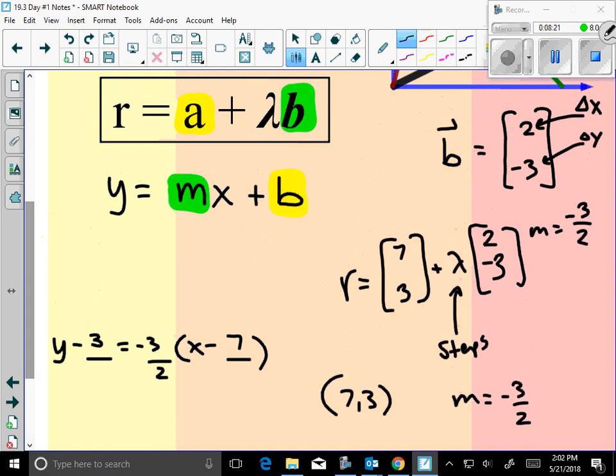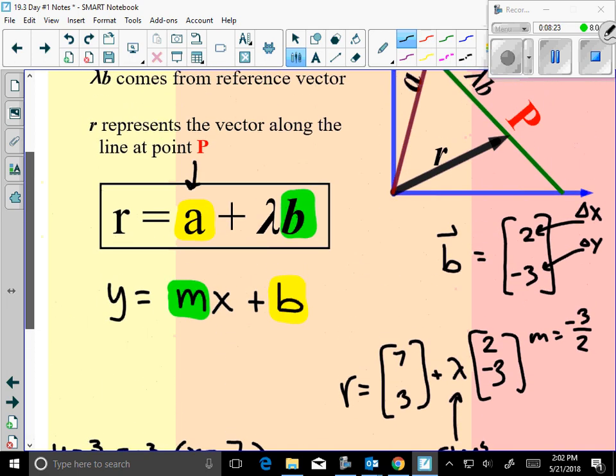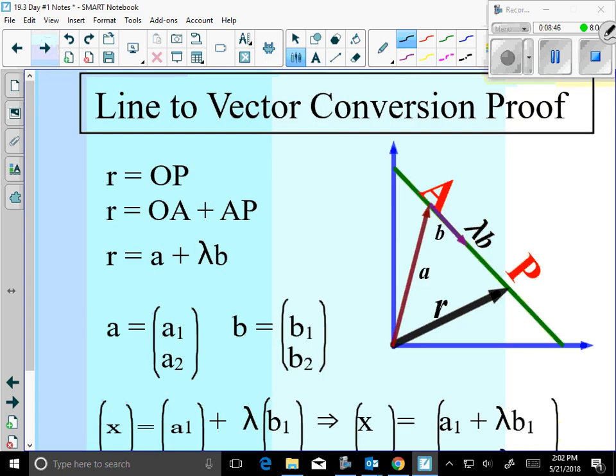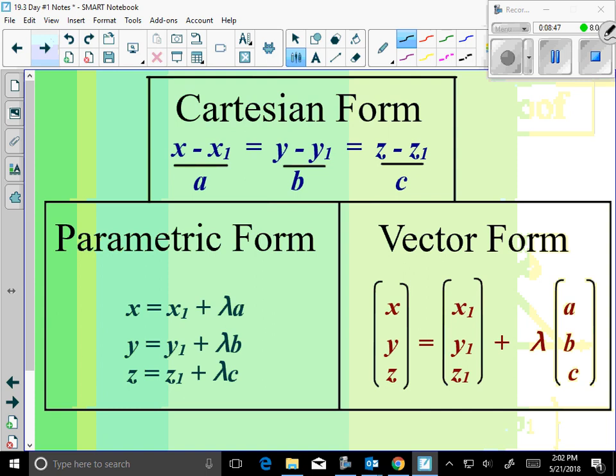Okay, so what I call A is like this initial point, right? And then I call B this direction vector. It's your direction vector. So when I refer to direction vector, that's what I mean. Okay, let's continue. Here's the proof of that. I'm not going to go over that. You can spend your time on that.